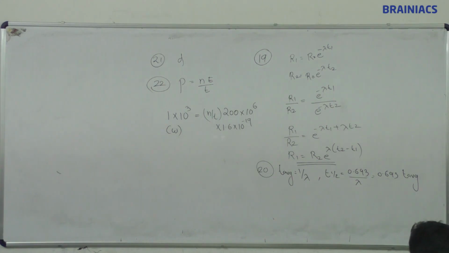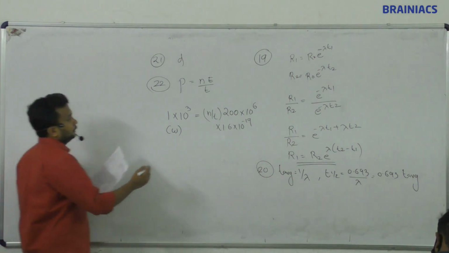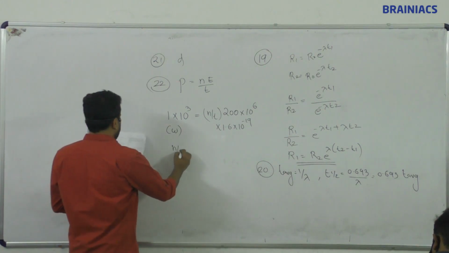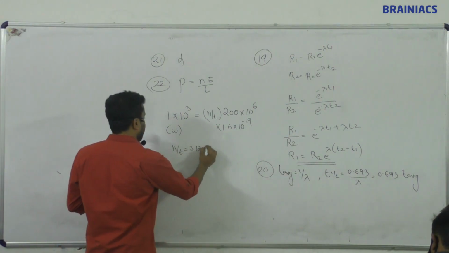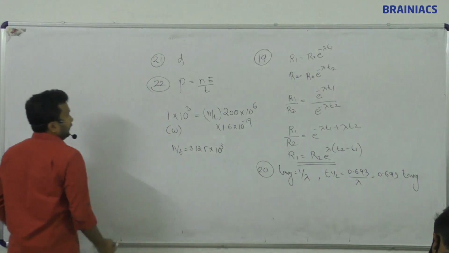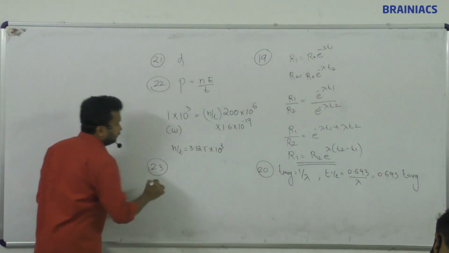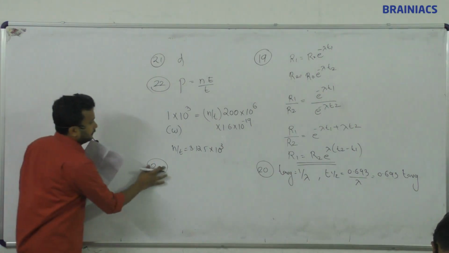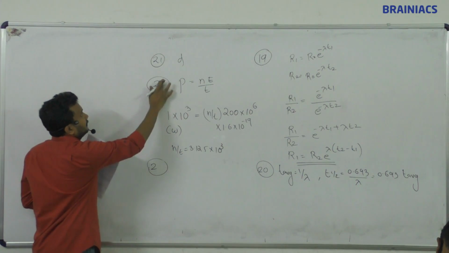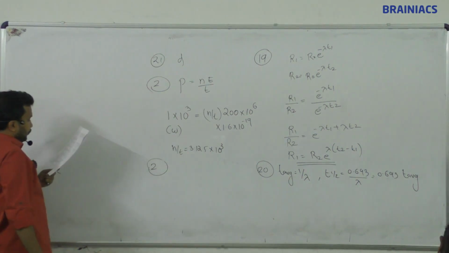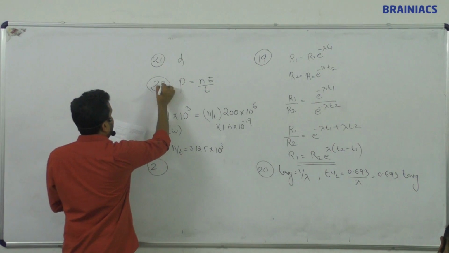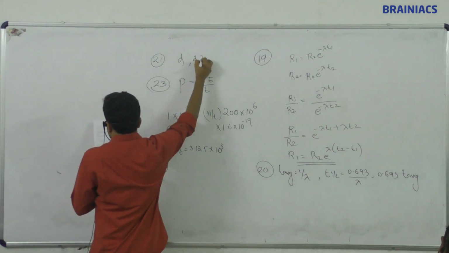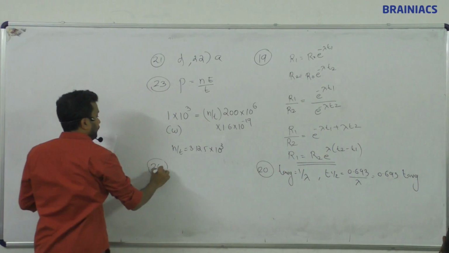Okay. What is the answer? 3.125 into 10 power 13. Option A. n by t is equal to 3.125 into 10 power of 13. Okay, let's move to question number 23. For 22 we have the answer, right? This is 23. The 22 answer is A. So, 24.